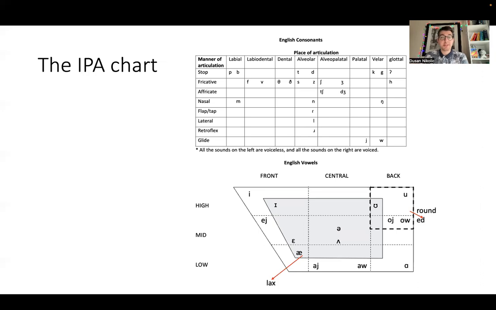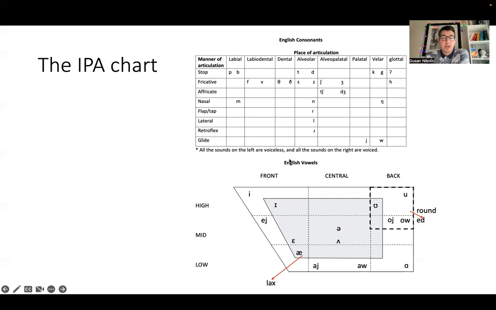Finally, we presented the IPA chart of English phonemes, of course. You can see on the chart the manner of articulation and place of articulation for consonants. So by manner of articulation, a consonant can be a stop, as in P. A consonant can be labial or bilabial, as in P or B. A consonant can be voiceless or voiced; for example, P is voiceless and B is voiced. All the sounds on the left are voiceless and all the sounds on the right are voiced. That's how you will interpret this chart.